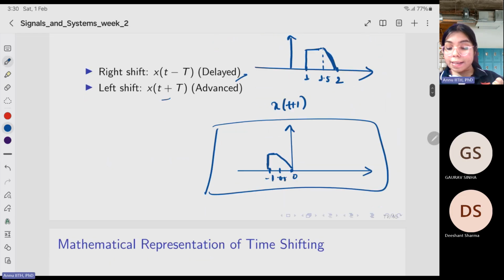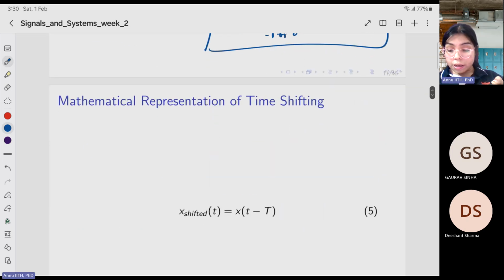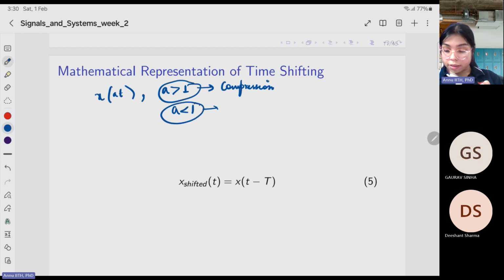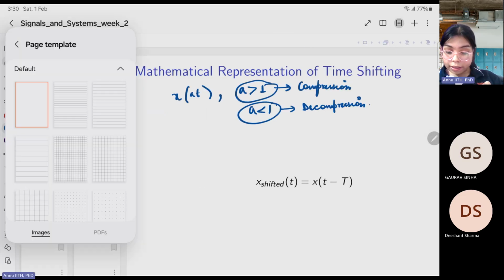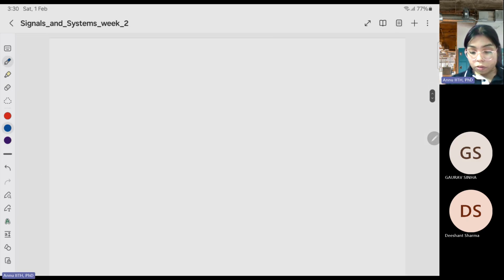And similarly, if you want to do compression and decompression, suppose this is x(at). If a is greater than 1, then you call it compression, and if a is less than 1, then you call it decompression. Okay, let's solve some problems related to this. It's very interesting, and we always get confused about how it will look.